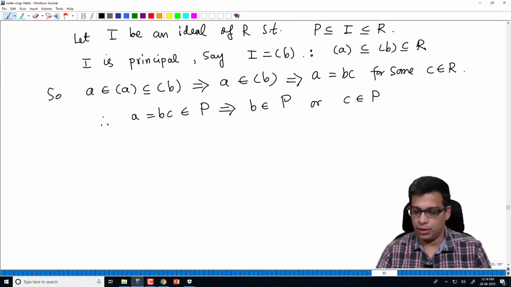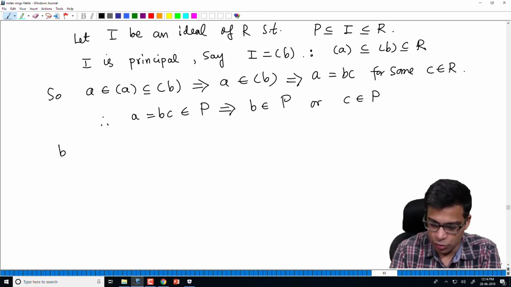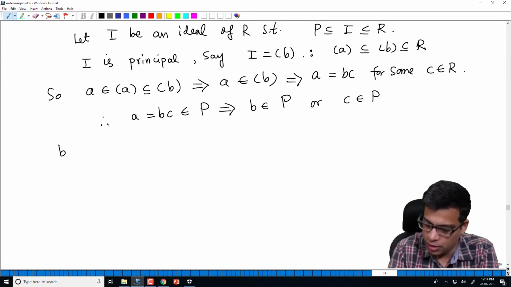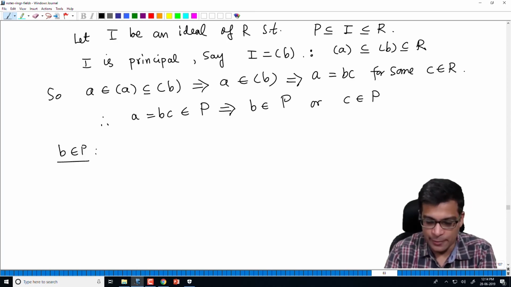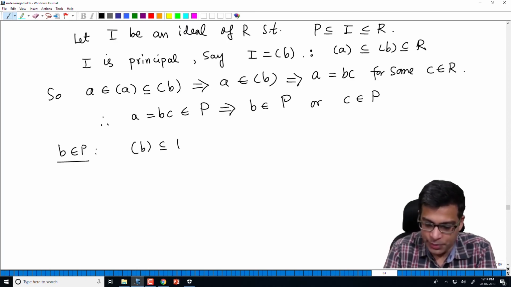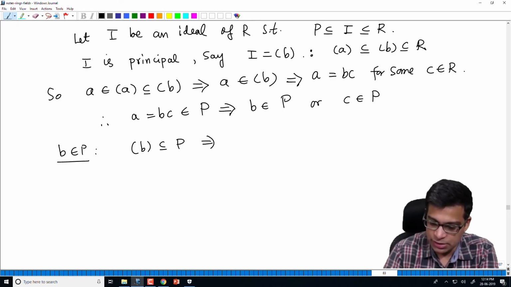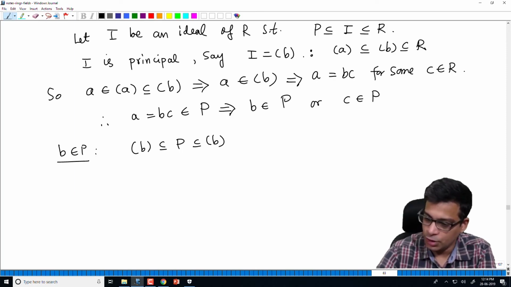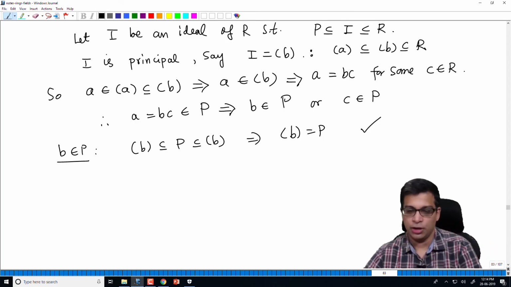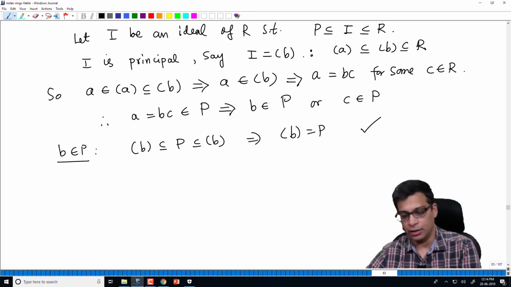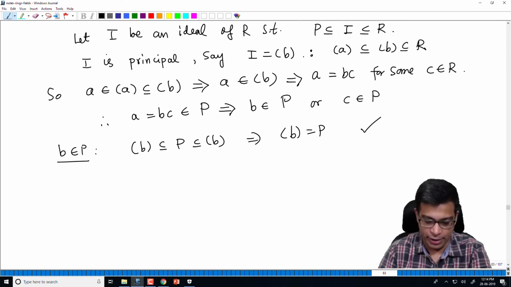So let us see both implications. Both cases give us something. So suppose B is in P. In this case, the entire ideal generated by B is contained in P. Of course, we know that P is contained in the ideal generated by B by hypothesis. That means the ideal generated by B is equal to P. So this is okay. I am trying to prove that there is no bigger ideal. In this case, it just happens to be the same ideal.